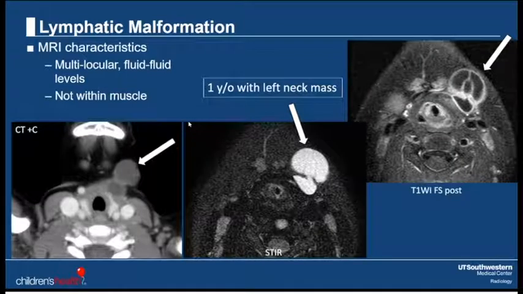MRI and CT characteristics include similar findings: multilocular, fluid levels, and again, usually doesn't arise within musculature. Here's a CT that demonstrates multiple cysts, so it's multilocular, anterior lateral within the neck. The MRI on the same patient demonstrates homogeneous increased intensity, and there are enhancing septations on the post-gadolinium fat sat images.